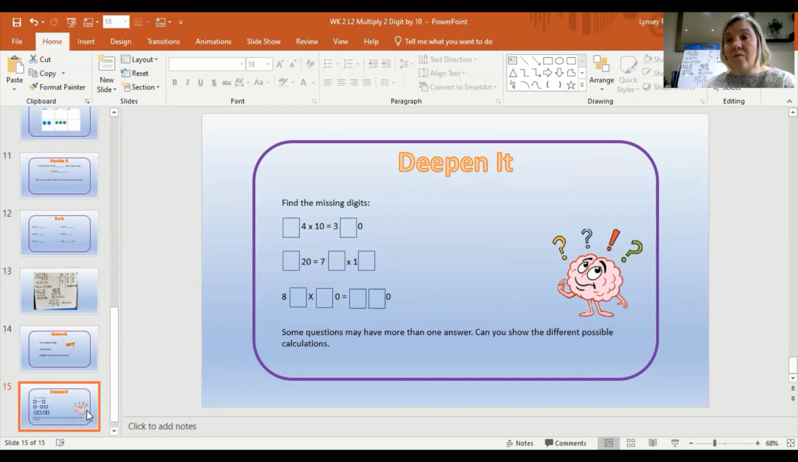As ever, if you don't quite get onto the deepen it, then that's absolutely fine. We want to be able to see what you can do. And we normally have an hour in maths in class, okay? We don't want you to be sat at the dining room table for 3-4 hours trying to do your secure it and your deepen it.